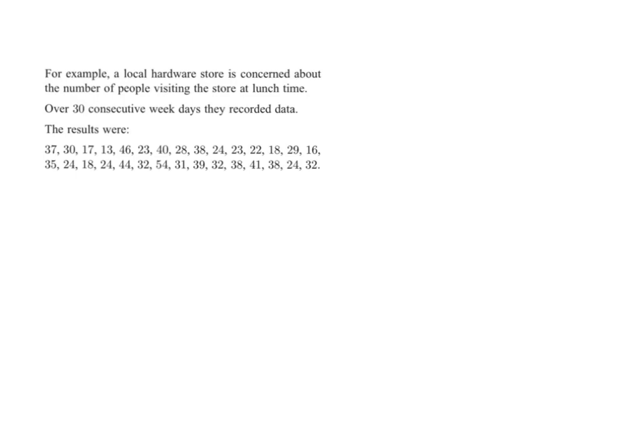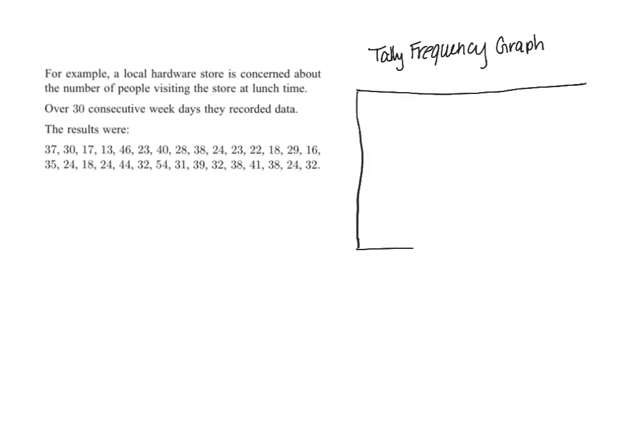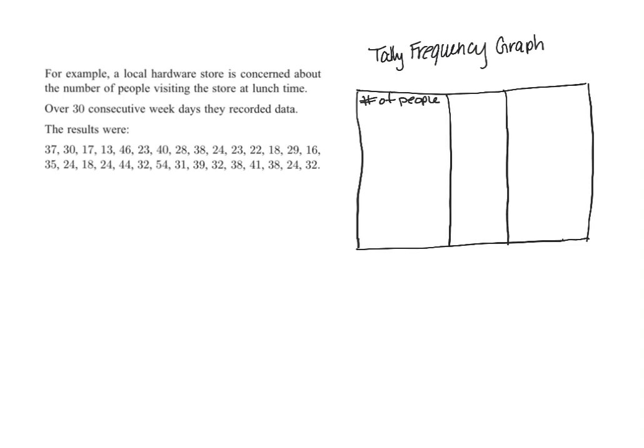Excuse me, it might be a little messy. So this is our tally frequency graph. We're going to use 3 columns like we did previously. The first one is going to be number of people. Our second one will be our tally. And our third will be our frequency.